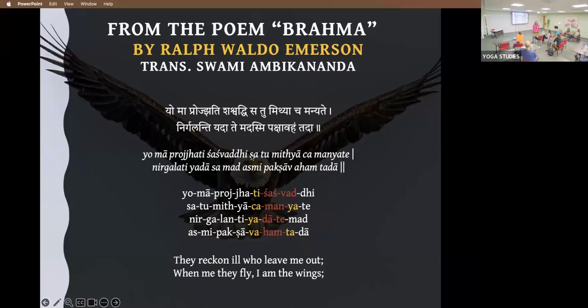Sorry, it should say, I didn't fix the Sanskrit. I didn't fix the transliteration. It should say te, otherwise it didn't work. It's got to be plural. That was a last minute swap.